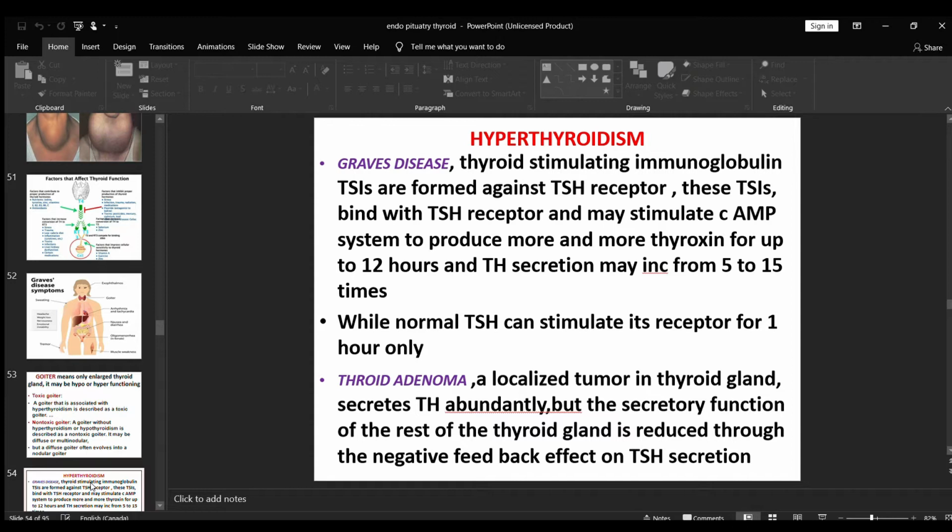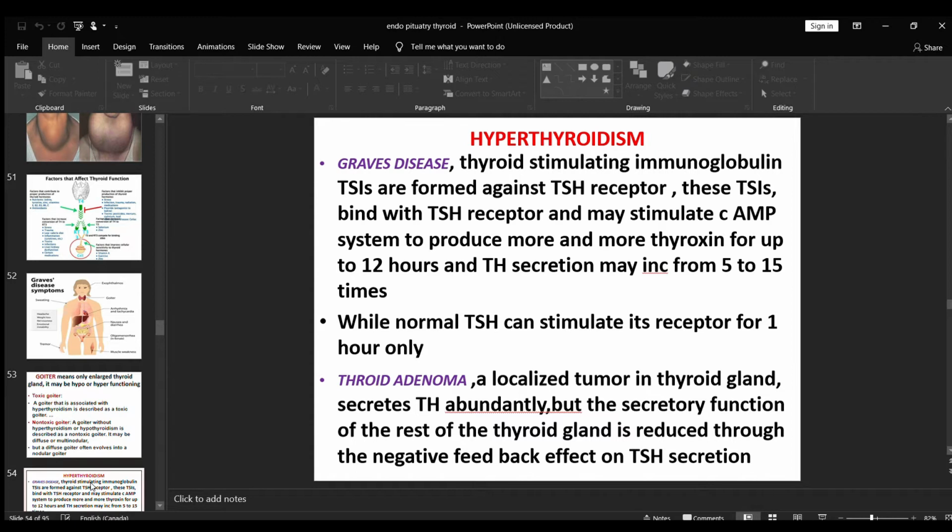So when there is continuous stimulation of the thyroid stimulating hormone receptors on the thyroid by the immunoglobulins, there is more and more production of thyroxine, leading to hyperthyroidism, and this process is known as Graves' disease.